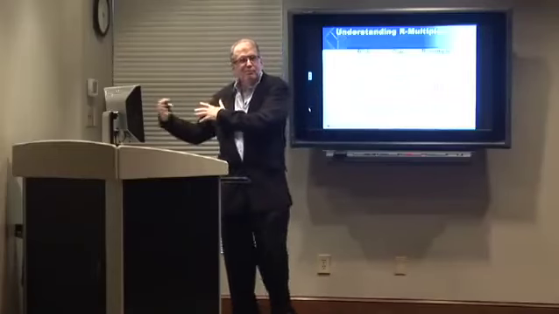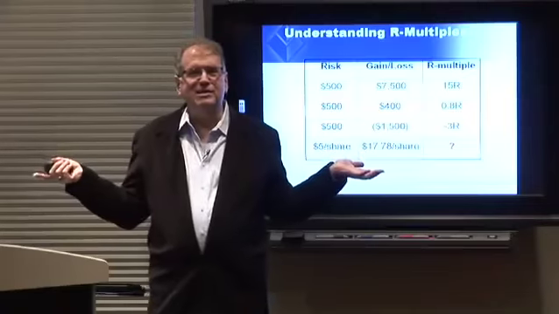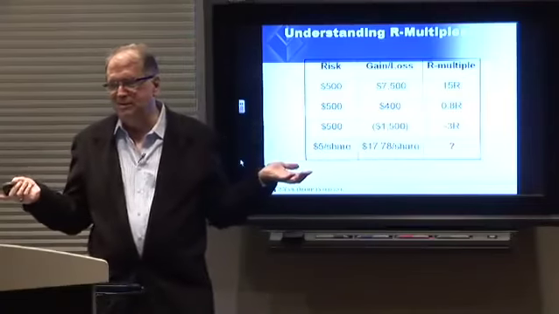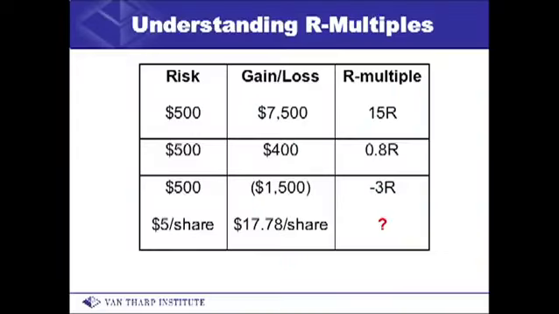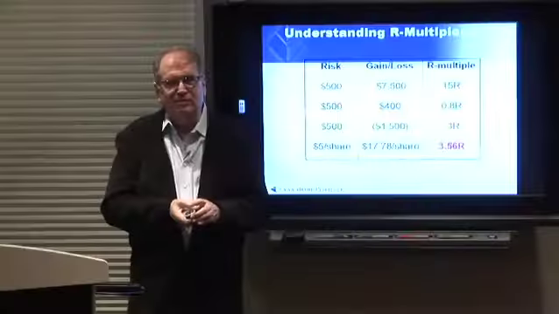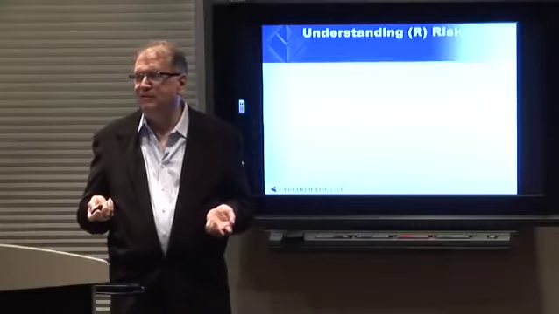You know, it could drop through your stop. Or this is what they typically look like. You risk $5 a share, you make $17.78 a share. Your R multiple is 3.56. So most of your R multiples will be expressed something like this.